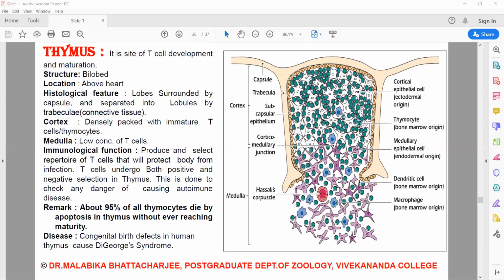Many of these stromal cells, in fact, we studied earlier, interact directly with the developing thymocytes. There is also the presence of the nurse cells. How the T lymphocytes mature within the thymus, and ultimately from a double negative thymocyte mature to become a single positive thymocyte with specificity for either MHC class 1 molecule or MHC class 2 molecule, had been discussed elaborately in my previous class.